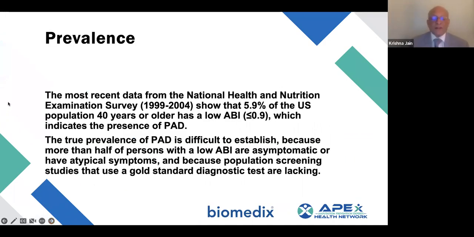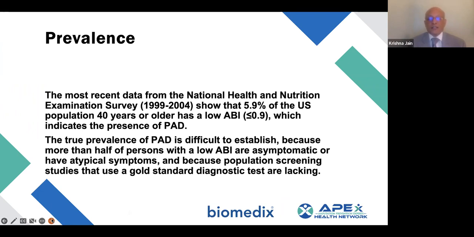Thank you, Adam, and thank you everybody who has taken the time this evening to join. Let's talk about how to preserve limbs, and it takes a strategy really to save limbs. So what is the prevalence? The most recent data, which is kind of old actually, goes back to 2004. We don't have current data.